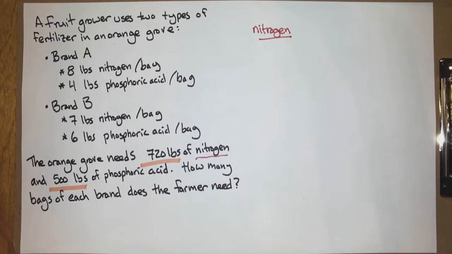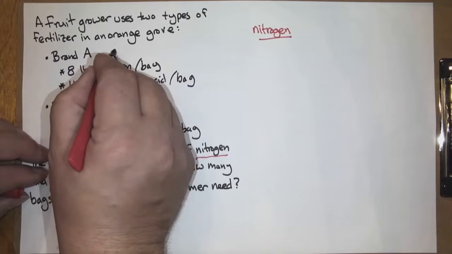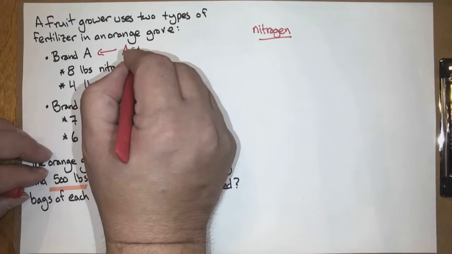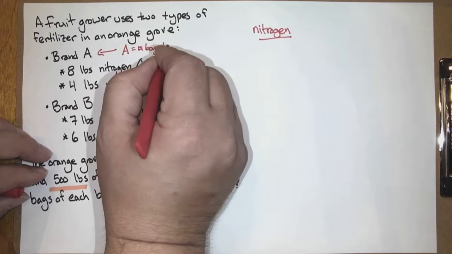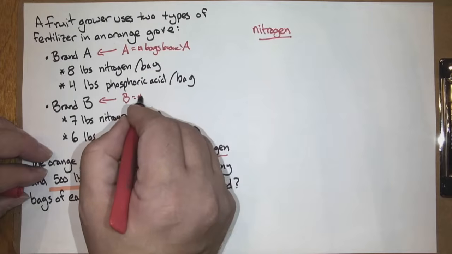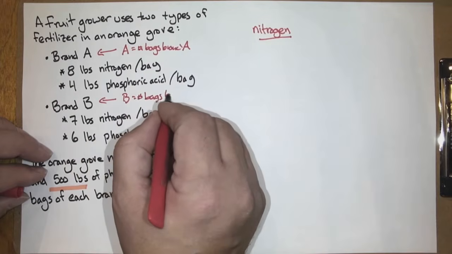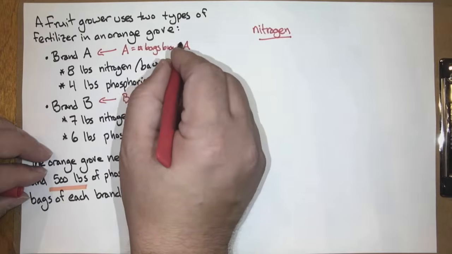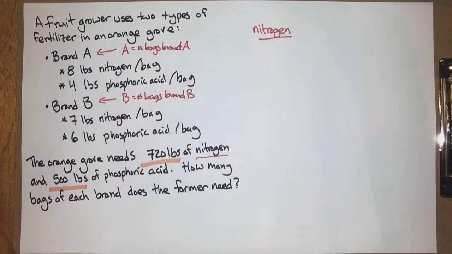Now, we need some names for variables. Now, we can choose any names we want. We could go X, Y, but I think that there's a fairly convenient set of names. So let's have A equal the number of bags of brand A. And let's let B be the number of bags of brand B. This has the convenience of helping us just say instantly, yes, I understand what A and B represent. So let's start with the nitrogen.